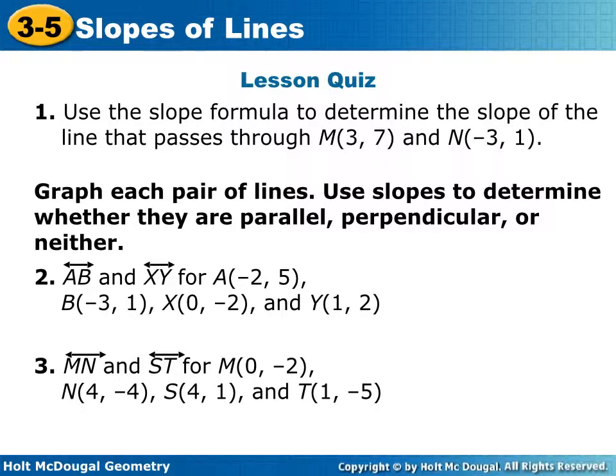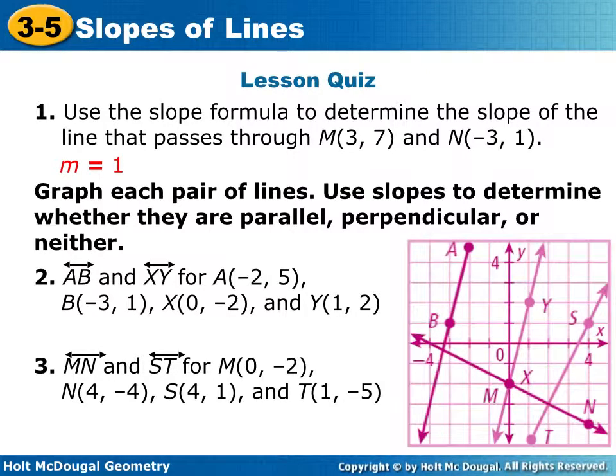All right, let's see what you got. Use the slope formula to determine the slope of the line passing through the two points. You should have gotten m equals 1. For number 2, there's the graph. Whether they're perpendicular or not: 4 and 4 are parallel. 2 and negative 1/2 are perpendicular.